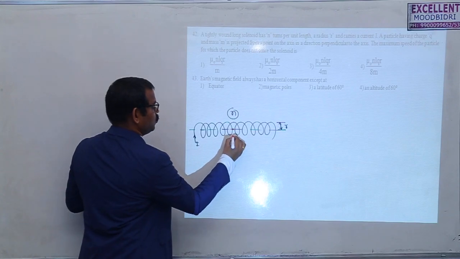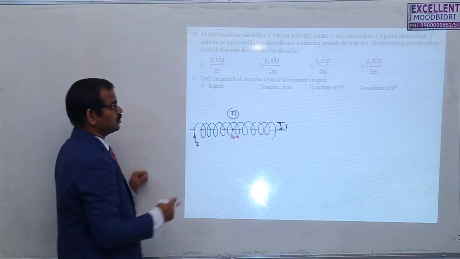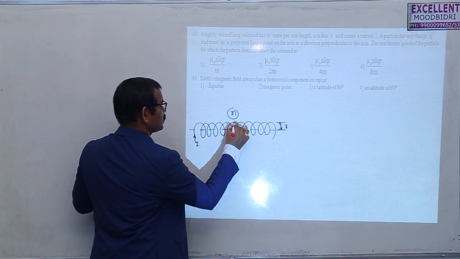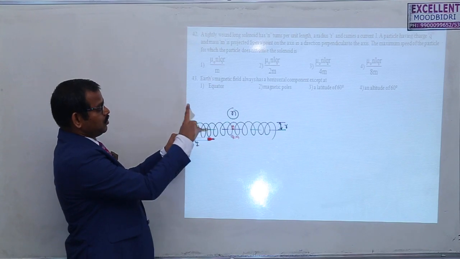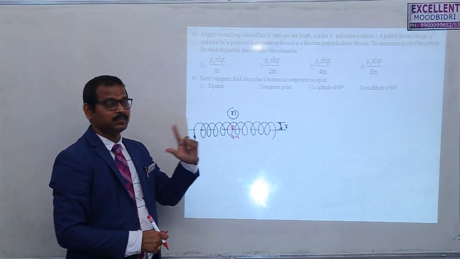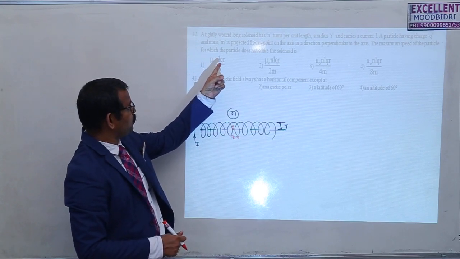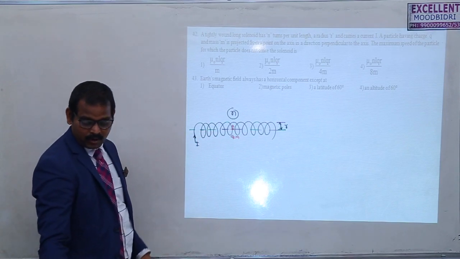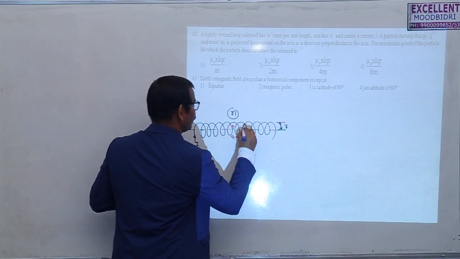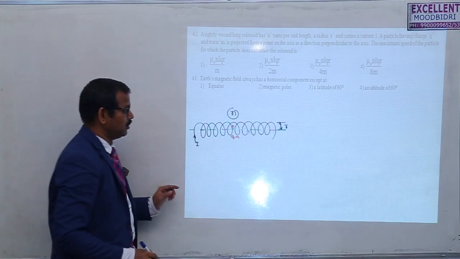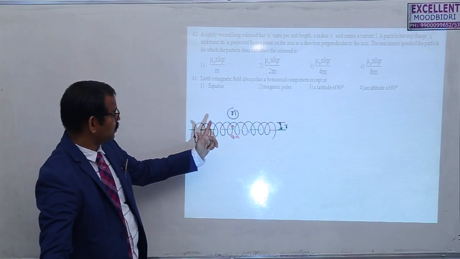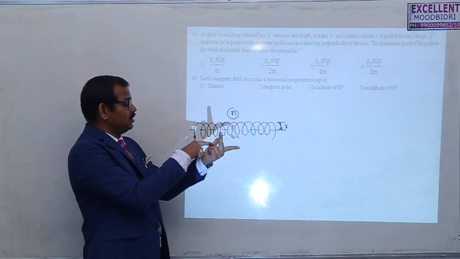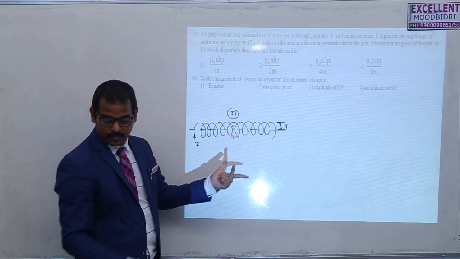So here a charge q and mass m is projected from this point in a direction perpendicular to the axis. When it is thrown like this, it is thrown perpendicular to this axis. Now, the maximum speed of this particle for which the particle does not strike the solenoid. When it is thrown here, we know that the magnetic field will act along the axis. This is the direction of the magnetic field on the axis of the solenoid. This is the direction of the charge here. So if the forefinger indicates the field, and this is the charge, now this charged particle will move, entering into this one.